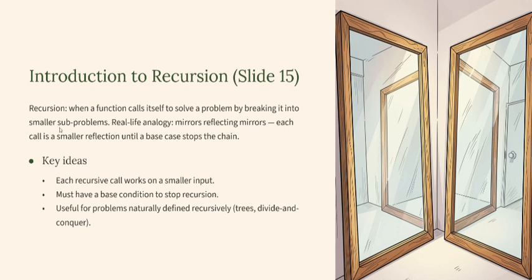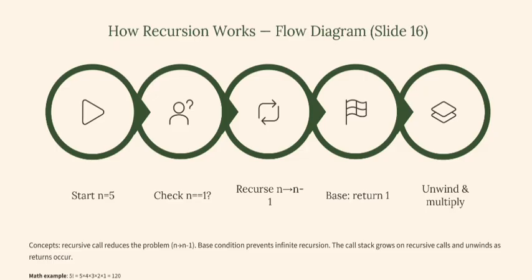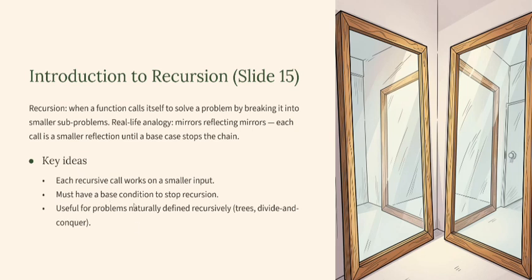So, some important parts of recursion. Every recursive function must have two important parts: number one, base condition; number two, recursive call. The base condition is the condition where recursion stops. Without a base condition, the function will continue calling itself forever. This creates infinite recursion. The base condition tells Python, stop here and return the result.